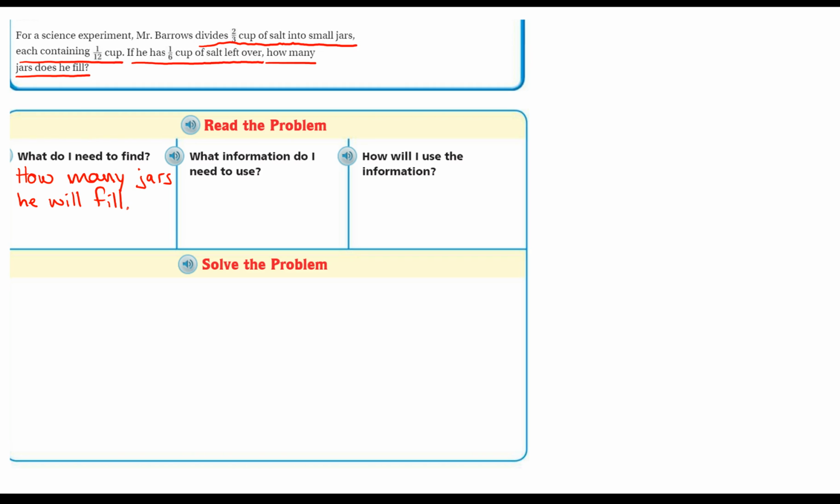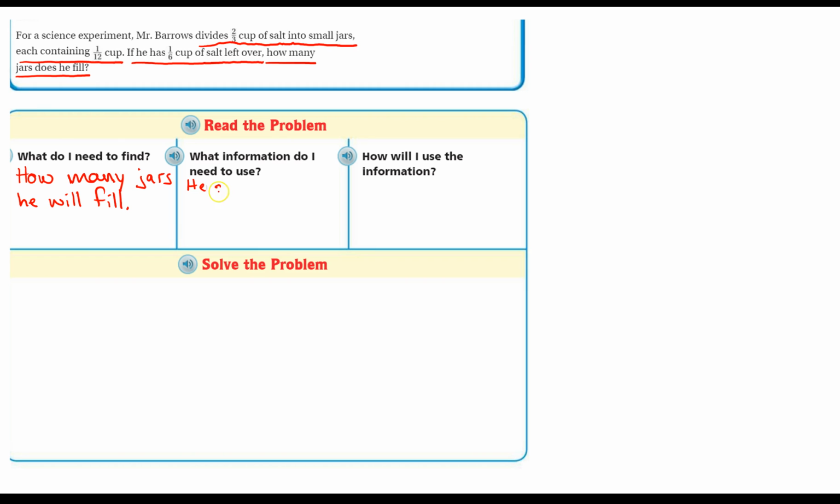So right away, just by knowing that, I know that I'm going to have a whole number, because most likely he's not going to fill just a fraction of one jar. He's going to fill 4 jars or 5 jars. So we know our answer is going to be a whole number, and that's helpful because if we end up with just a fraction as our final answer, we'll know we did some kind of math incorrectly. All right, what information do I need to use?